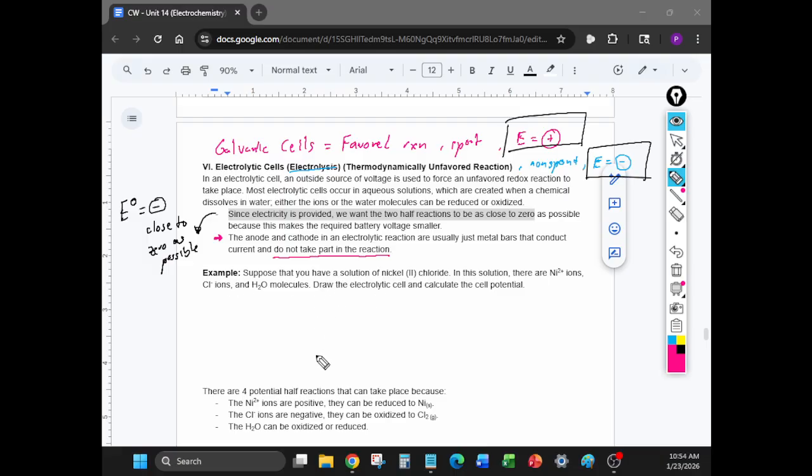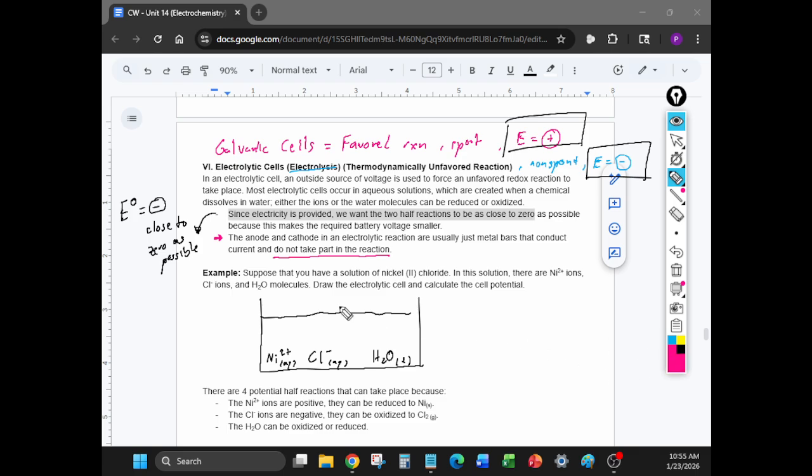All right, so I'm going to draw one for you just so that you guys have an idea of what's happening. Here, we're going to draw an electrolytic cell, and here it says that we have a solution of nickel 2 chloride, and in this solution there are Ni2+ ions. So in the solution we'll have Ni2+ ions, Cl- ions, so that means they're aqueous. And since it's aqueous, there's also water, H2O liquid.